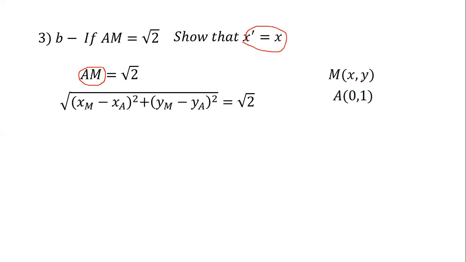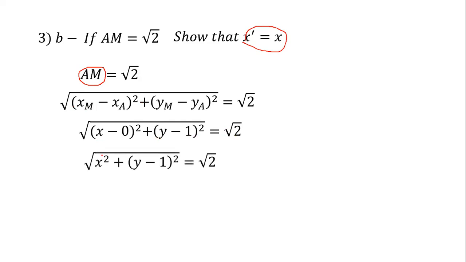From the beginning of the given, the coordinates of point M are x, y and the coordinates of point A are 0, 1. So I'm going to replace xM by x, xA by 0, yM by y, yA by 1. Radical of x minus 0 squared plus y minus 1 all squared equals radical 2. So to eliminate the radical, let's square both sides. I'm going to square the left-hand side and square the right-hand side. Square and radical cancel.